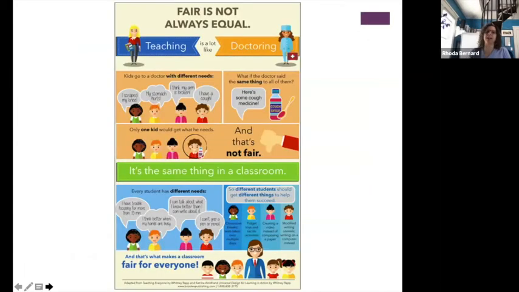Another graphic that I use for fair does not mean equal also needs a caveat, but once you get past the caveat, I love this graphic. Fair is not always equal. Teaching is a lot like doctoring. Okay, now my antennae have gone up and I'm getting to the caveat, because teaching is not as simple as going to the doctor. I recently had an allergic reaction. I went to the doctor, I got medication, I got better. Teaching is not, teacher plus X equals curing someone.